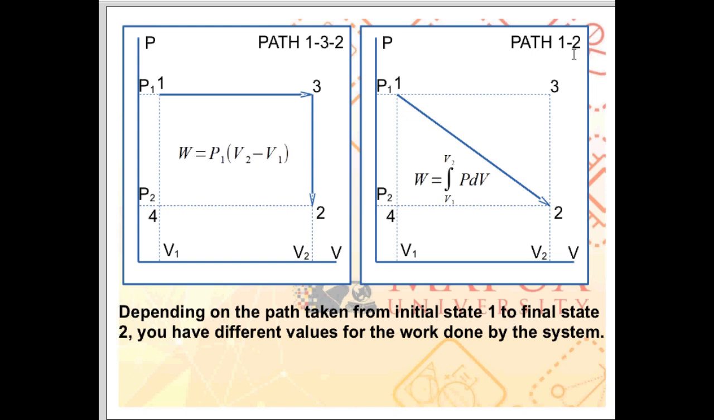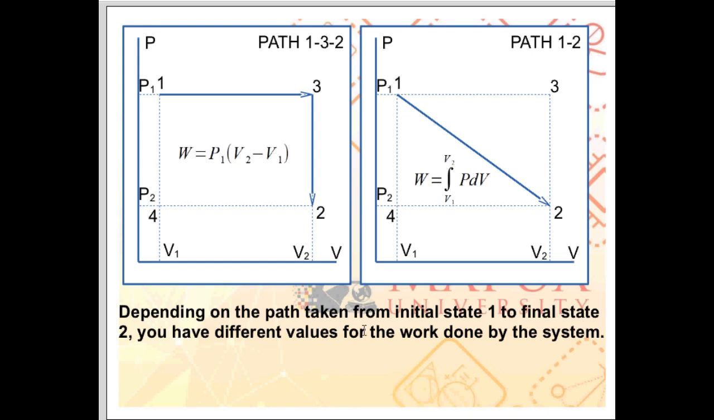We have path 1, 2. The pressure changes and the volume changes. Therefore, the work done is equal to the integral of P dV from initial volume V1 to final volume V2. You have three different paths.